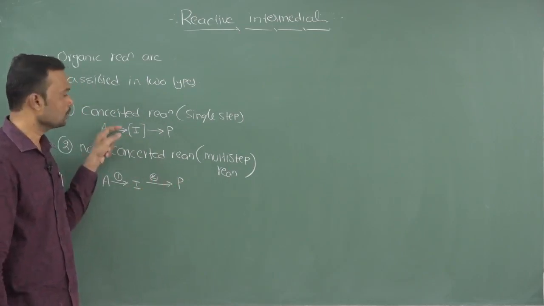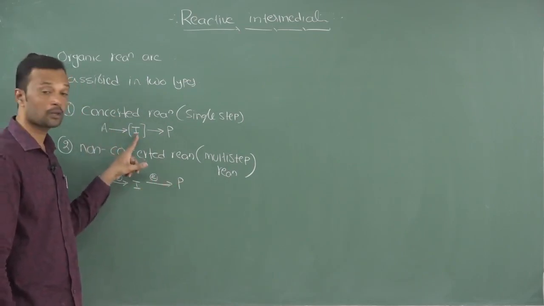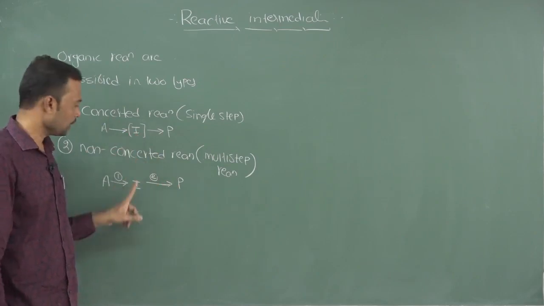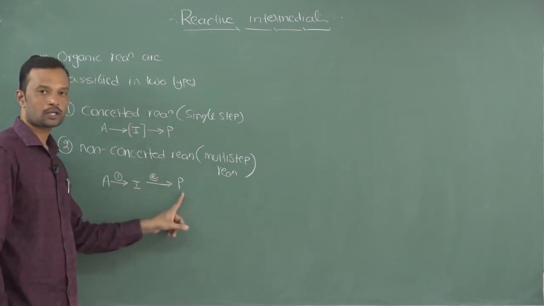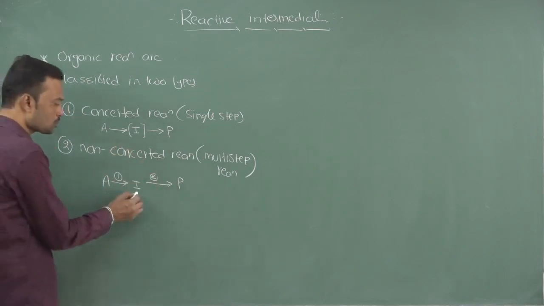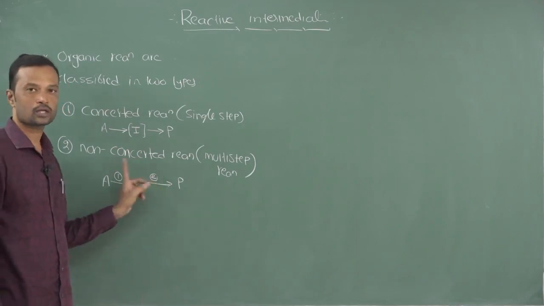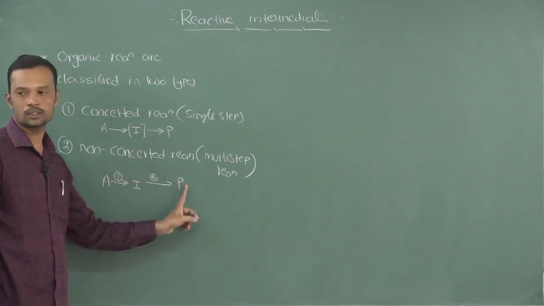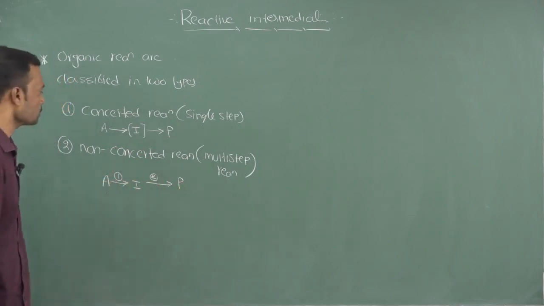So this is a single step reaction with a transition state, and this is a multi-step reaction which gives a product by proceeding through more than one step. This is called an intermediate. With the help of this intermediate we can guess what kind of reaction is going to be established to give this product.